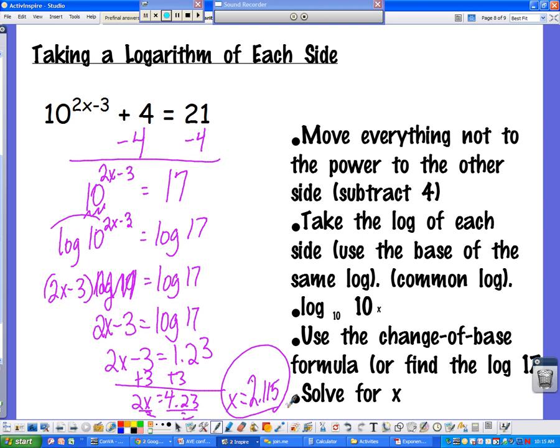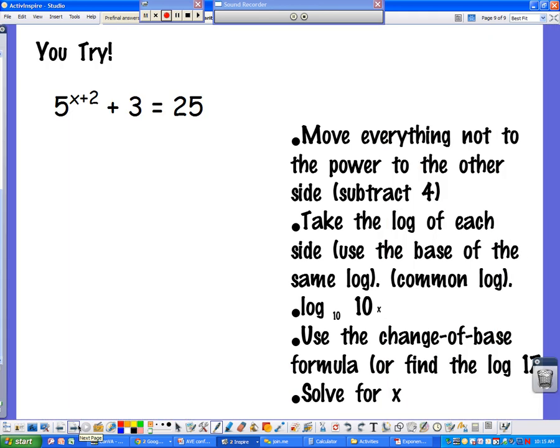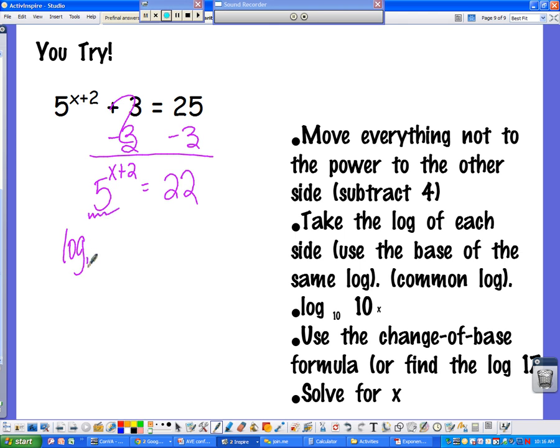All right. So the last example is a U-try. So go ahead and pause the video and see if you can solve this one on your own first. All right. So remember, when we do this, the first thing is you've got to subtract 3. So 5 to the x plus 2 equals 22. And remember, now I got to get that variable out of the exponent. So the way you do that is you log it. Remember, the base of the exponent and the base of the log have to be the same. And I got to add log base 5 of 22 on this side.